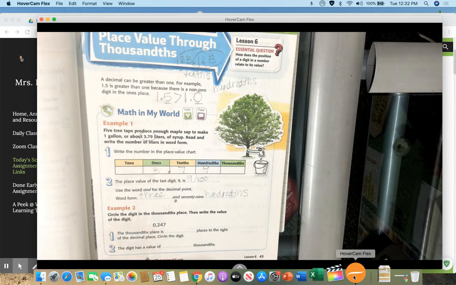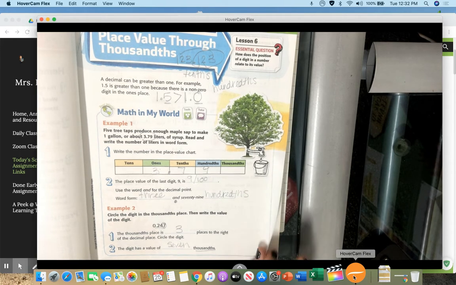Let's do example 2. Circle the digit that's in the thousandths place. Ooh, what digit is in the thousandths place? It's the 7. The thousandths place is how many places to the right of the decimal? It's 1, 2, 3. It's 3 places, right? Circle the digit. We did. We circled the 7. The digit has a value of what? What's the value of the digit? It's 7 thousandths because it's a 7 sitting in the thousandths place. All right, let's move on.